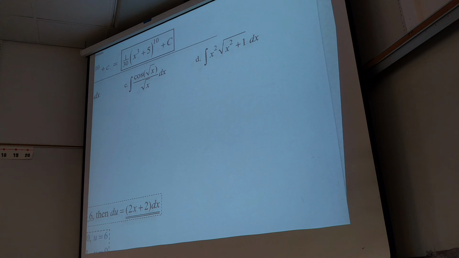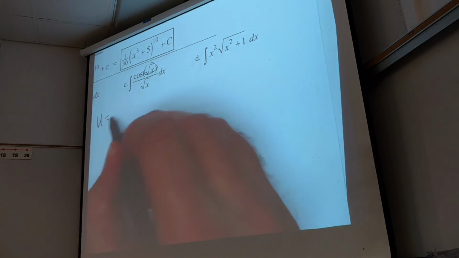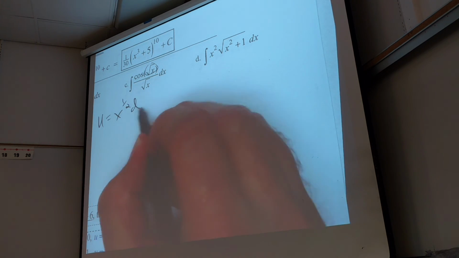All right, so this one, what's the obvious inside function? This one is inside of cosine, right? So if I let u equal x to the 1/2, what's du?